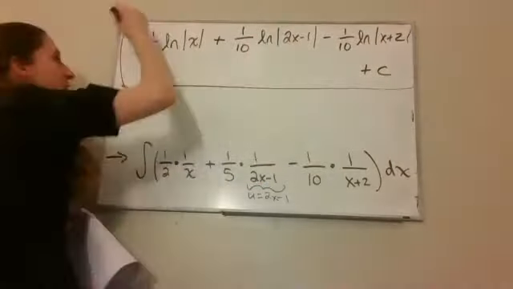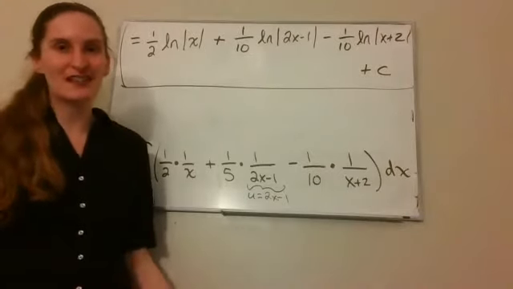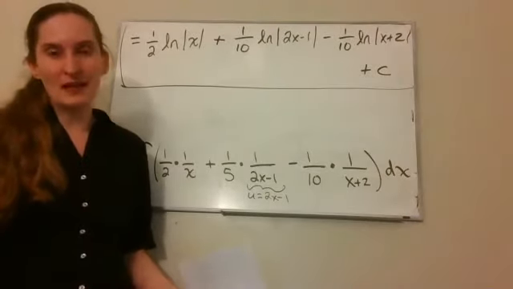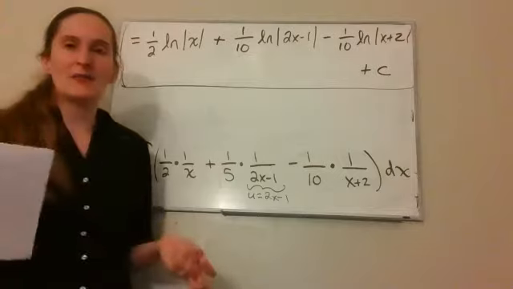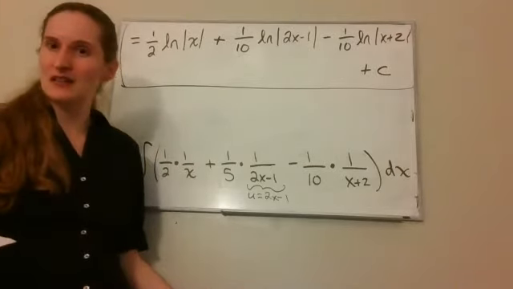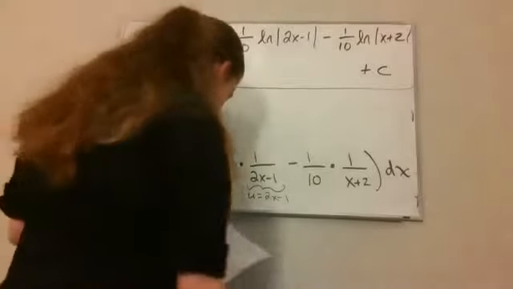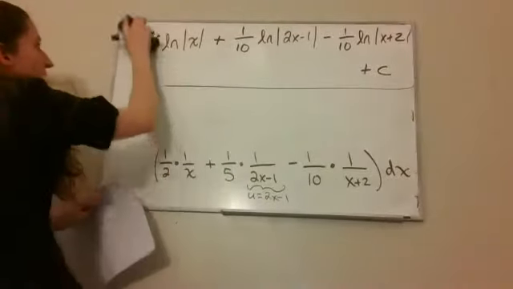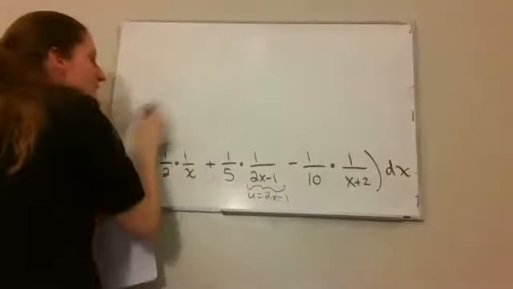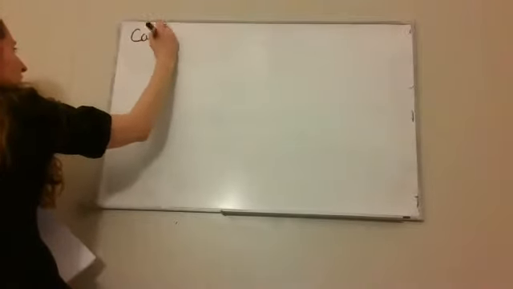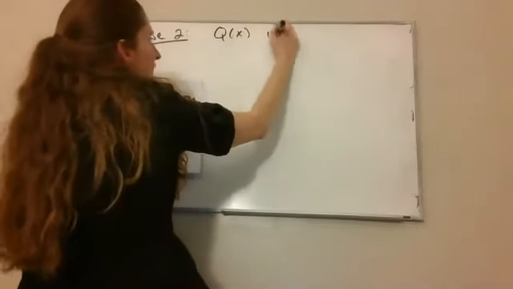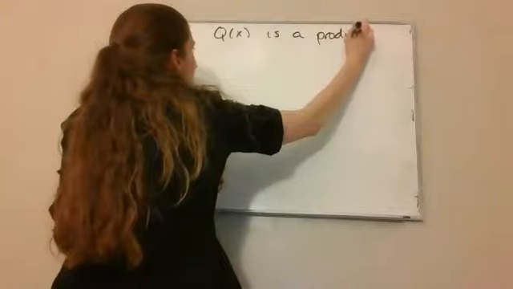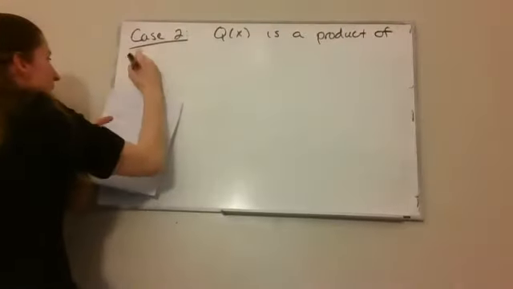And there we go, we did it. We just finished case 1 of partial fractions. That is probably the best scenario because it's just distinct linear factors. But now what happens if the linear factors aren't distinct? Well, that gives us case 2. Case 2: the denominator, q of x, is a product of linear factors, but some of them might be repeated.